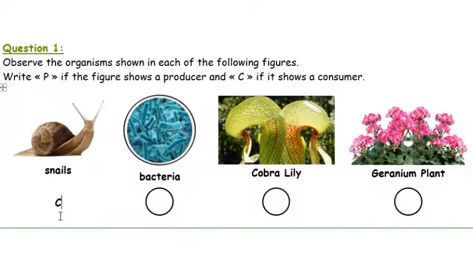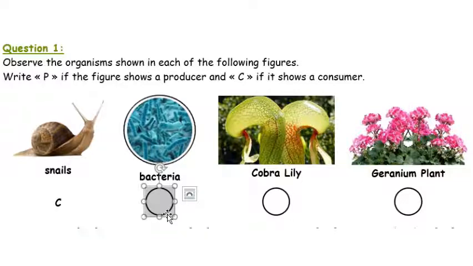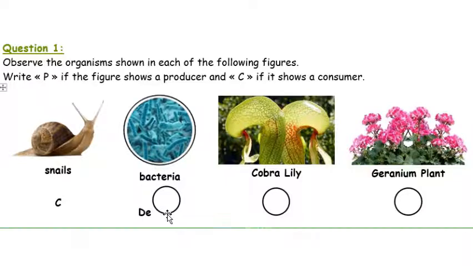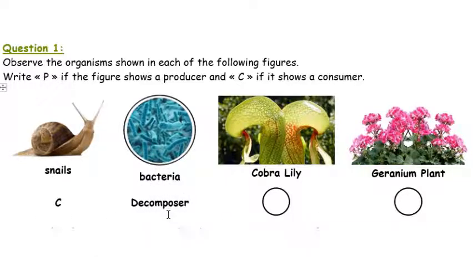What about bacteria? I did not talk about bacteria in the lecture note, so I'm going to talk about it right now. Bacteria are considered as decomposers. What do we mean by decomposers? Decomposers are organisms that decompose or that feed on dead material. Like when plants die, when animals die, we have organisms that come and feed on these dead organisms. And these are considered as decomposers. I will write it for you. Decomposer. So, bacteria are not producers, they cannot produce their own food, and they cannot consume it. Bacteria are decomposers.